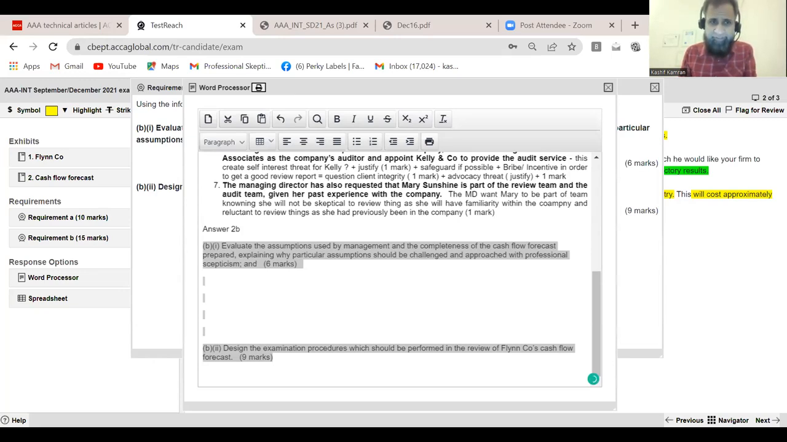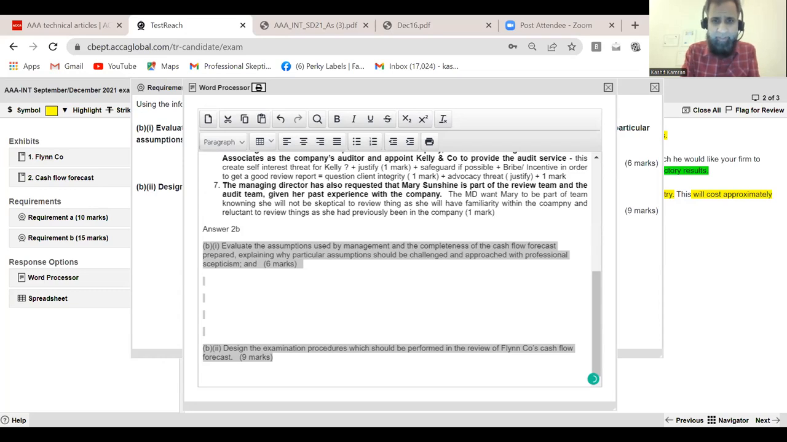Good. Okay, we have 6 marks, not much. Let's look at the marking scheme down for 6 marks. For this 6-mark question, what exactly is the examiner asking? The examiner is first asking, evaluate the assumptions used by the management. So we need to evaluate the assumptions used by management, number 1.